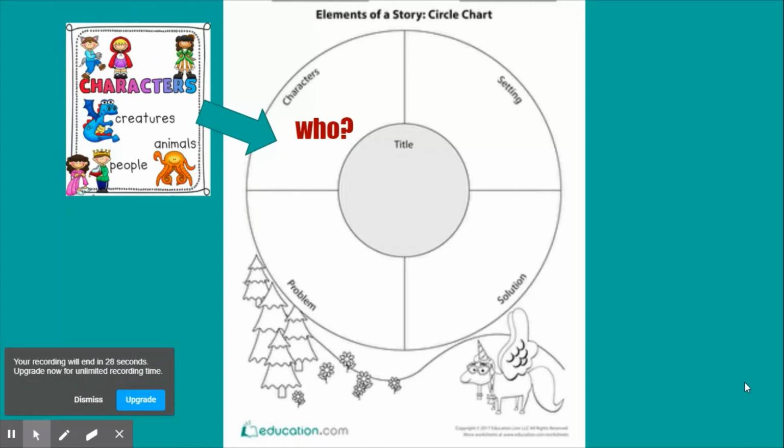Okay, good. So how about you pause the video and on the chat, name one of the characters in the story that you mentioned before. Okay, beautiful.